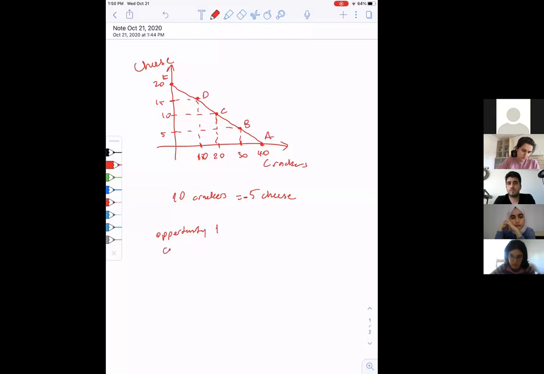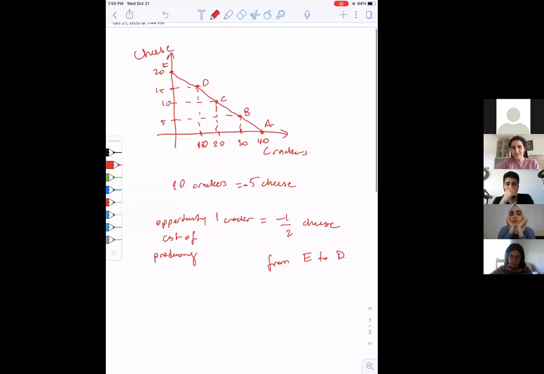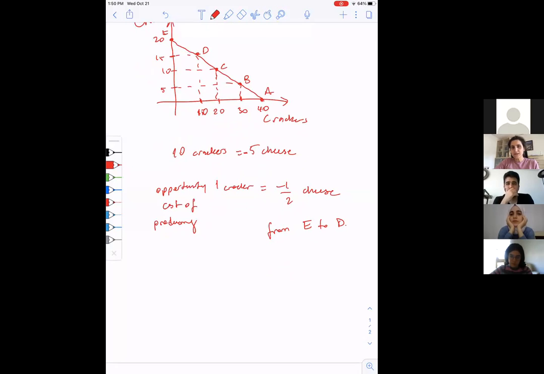Okay, the opportunity cost of producing one cracker is minus 1/2 cheese, when we are looking from E to D. So let's check whether it has the same opportunity cost from B to A. In order to say whether this line is linear or concave, you need to check the opportunity cost at different points.